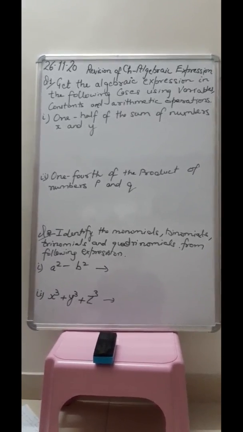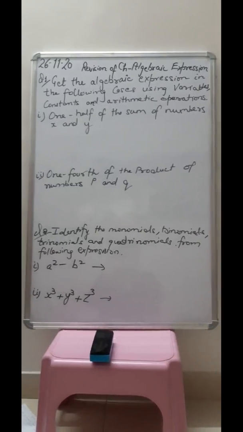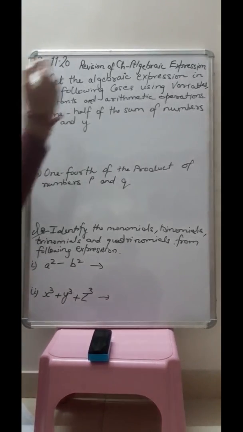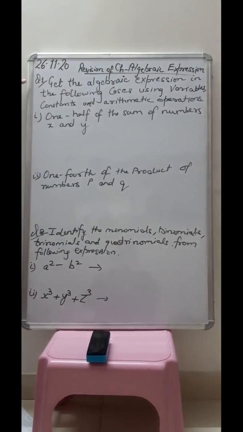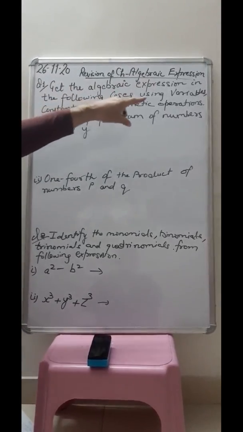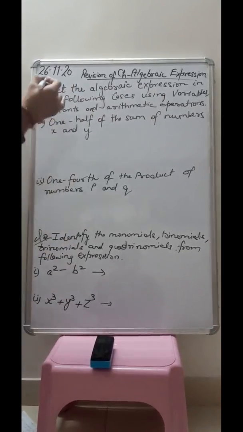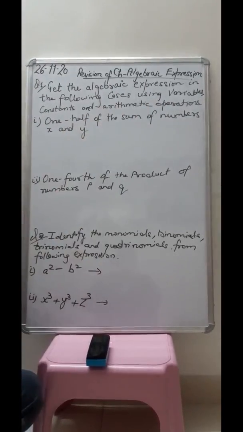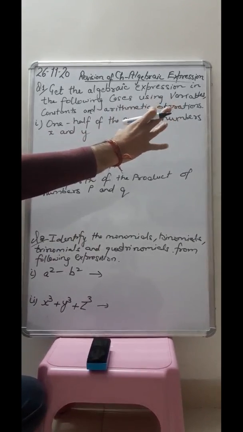Hello students. You all know that your exams of unit 2 are coming. So now we are going to do the revision of the chapter algebraic expressions. Question number 1 is: get the algebraic expression in the following cases using variables, constants and arithmetic operations. Here we have to form our algebraic expression using variables, constants and arithmetic operations. Arithmetic operations are your 4 operations: plus, minus, multiply, divide.